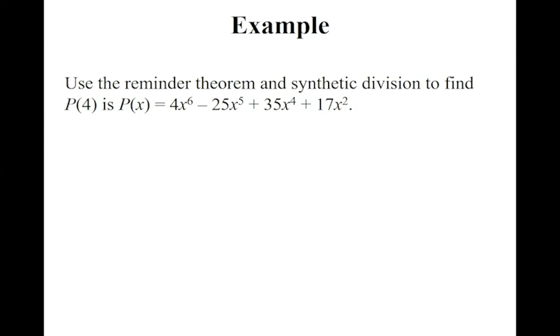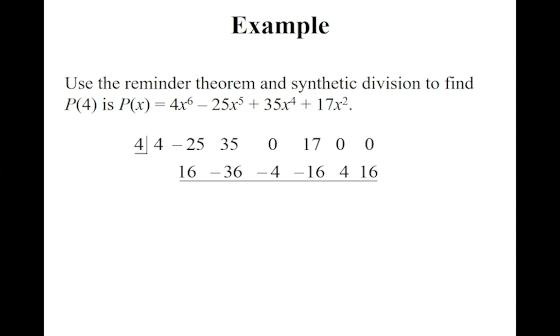Instead, the remainder theorem tells us just do synthetic division with 4, and the remainder is p of 4. That's crazy. So synthetic division with 4.